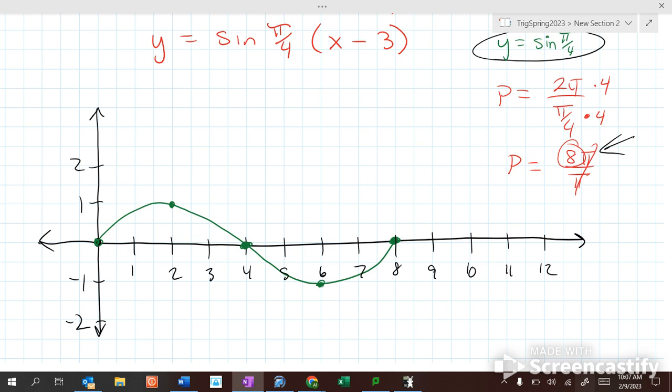Okay. Then my final graph is going to be 3 to the right. So go right by 3, which is 6 squares. Right by 3. Right by 3. And right by 3. So your graph should look like that. Okay.